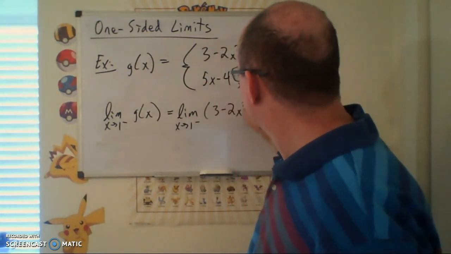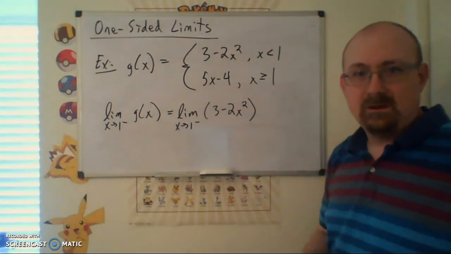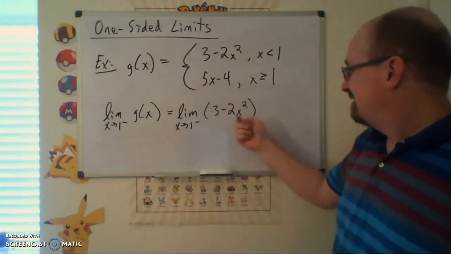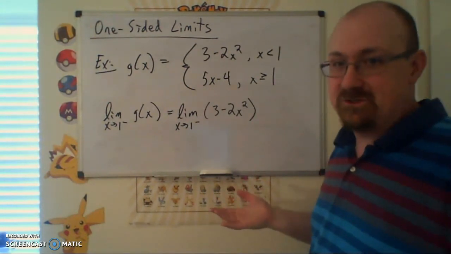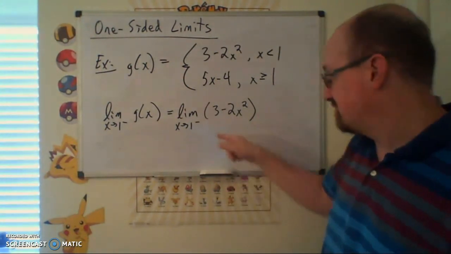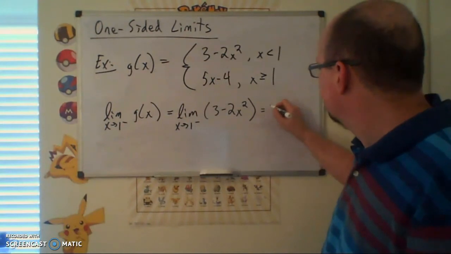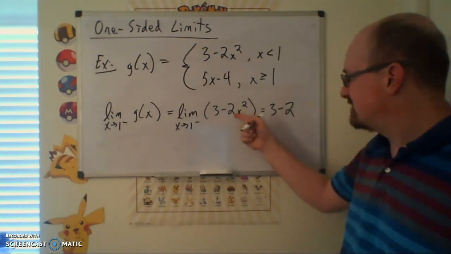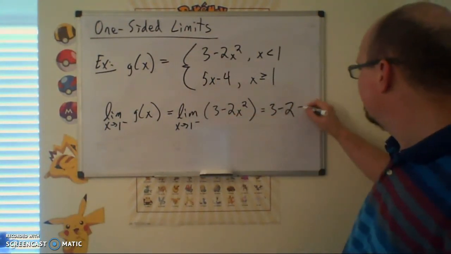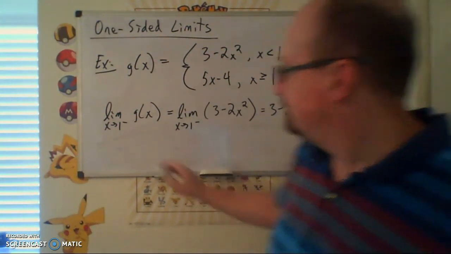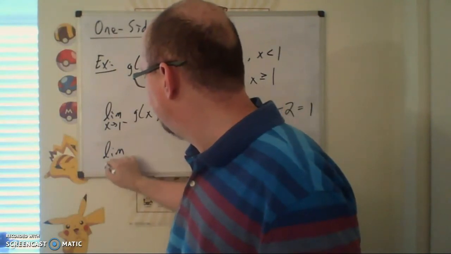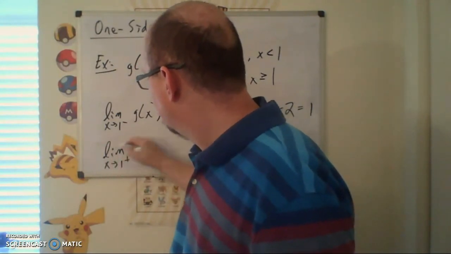3 minus 2x squared. And from here, there's no real reason in this case we can't just use our direct substitution trick. There's no division by 0. Just plug x equals 1 into this thing. 3 minus 2 times 1 squared, 3 minus 2 is 1. So our left-hand limit has a value of 1. Let's check the right-hand limit, see if it's on board.